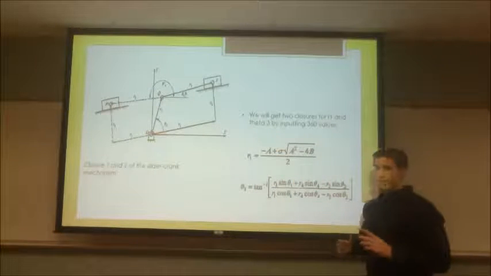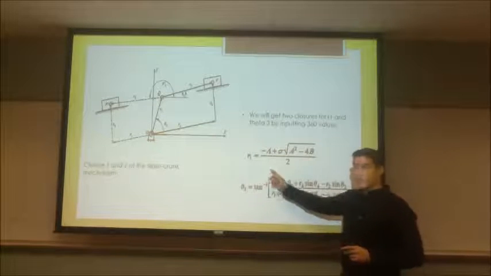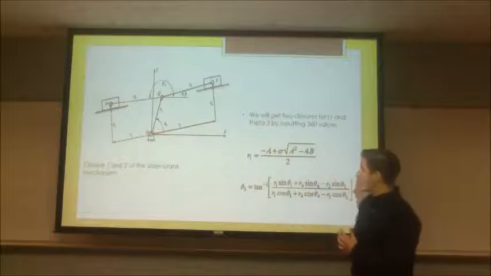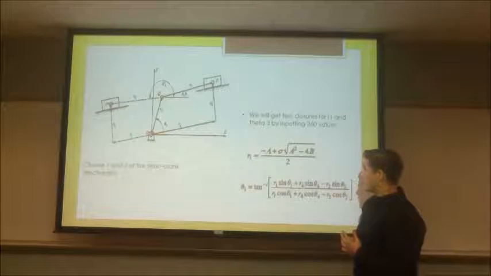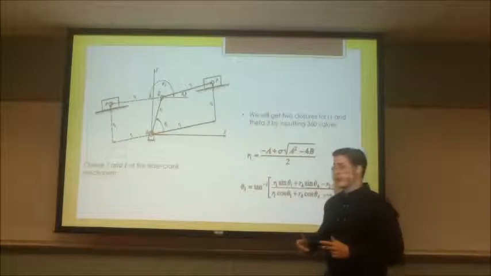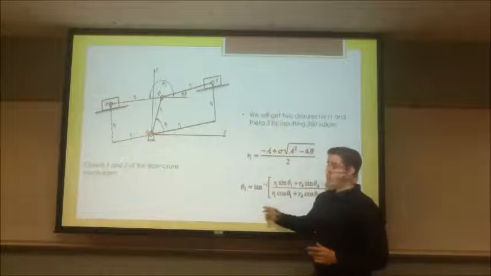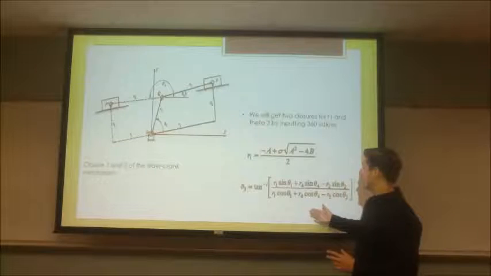After we find closure 1 and closure 2 for R1, then we can plug it in this equation to find theta 3, which will have 2 answers. The 2 answers will belong to closure 1 and closure 2 respectively.